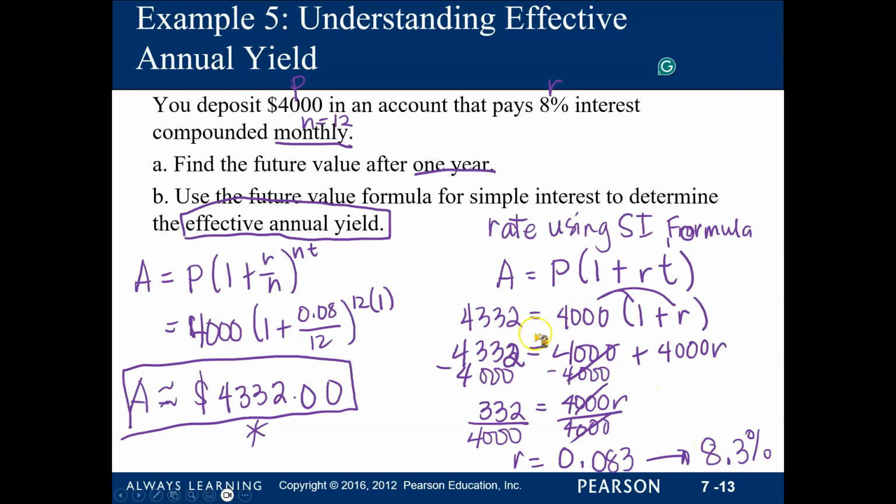So pretty much that's everything for compound interest and also everything for chapter 7. Thank you.